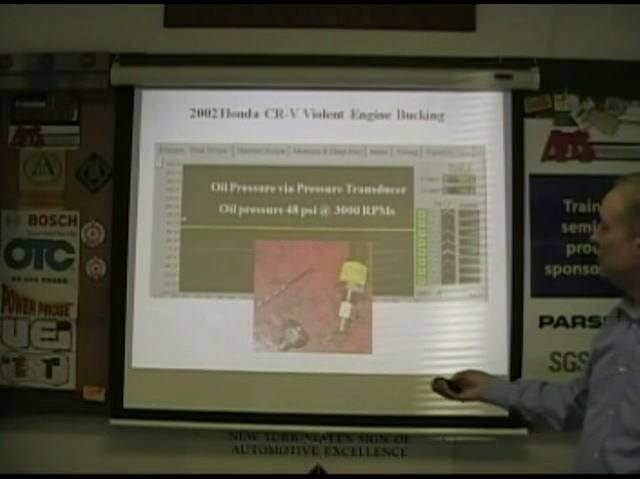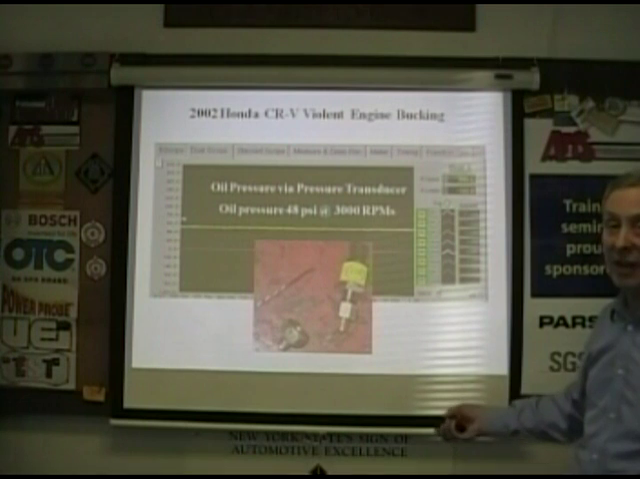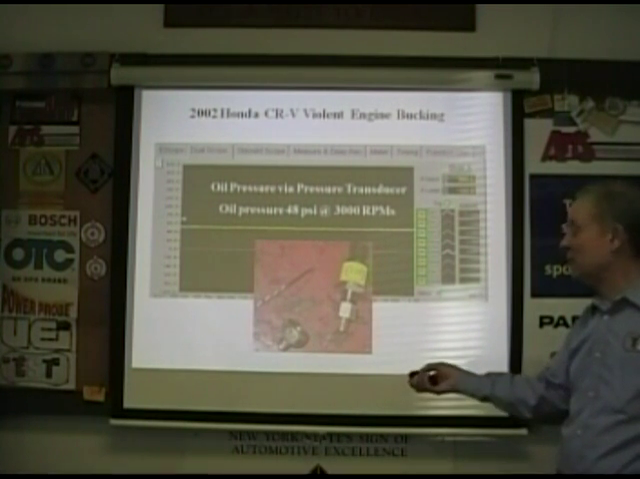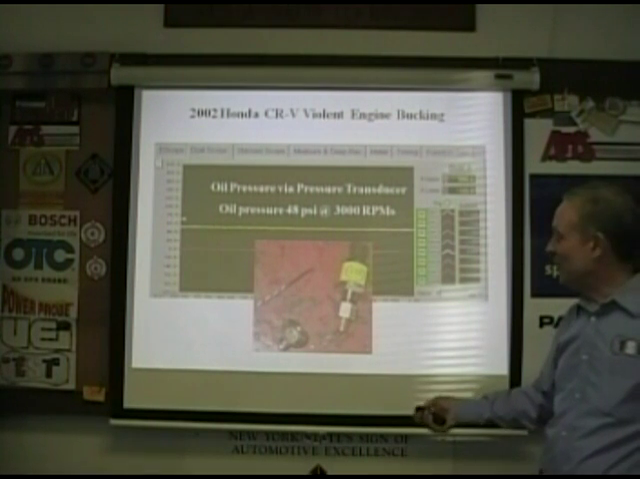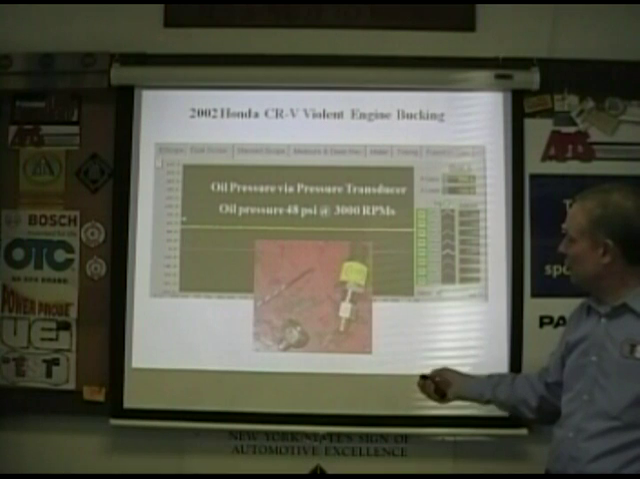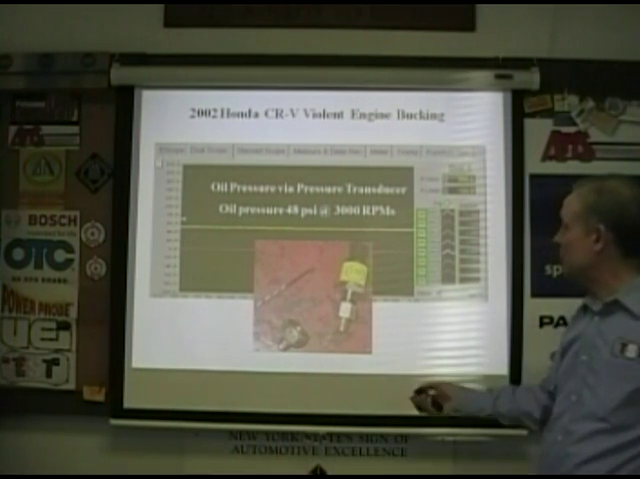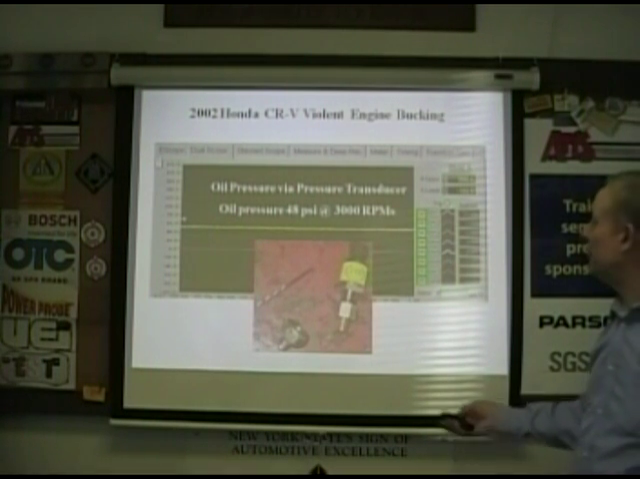Here's the pressure transducer arrangement they used. They took an old oil pressure switch. They didn't have an adapter. A good thing to do in the shop is make tools. They took an oil pressure sender, drilled it out, threaded it, and screwed the pressure transducer into it, and now they could measure oil pressure on a scope.